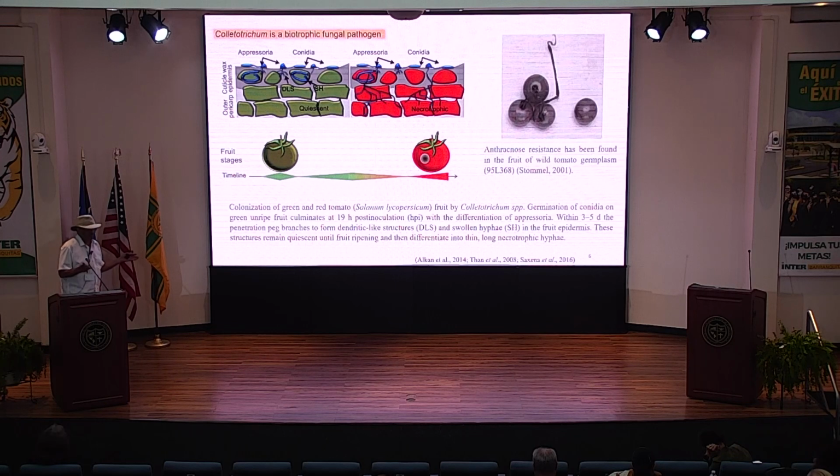If you buy a bunch of tomatoes, some of the tomatoes will have this kind of spots. These spots, after 19 hours post-inoculation, will develop these kind of dendritic-like structures with swollen hyphae. This is called appressoria, and producing this necrotrophic hyphae, whose symptom looks like this. Okay.